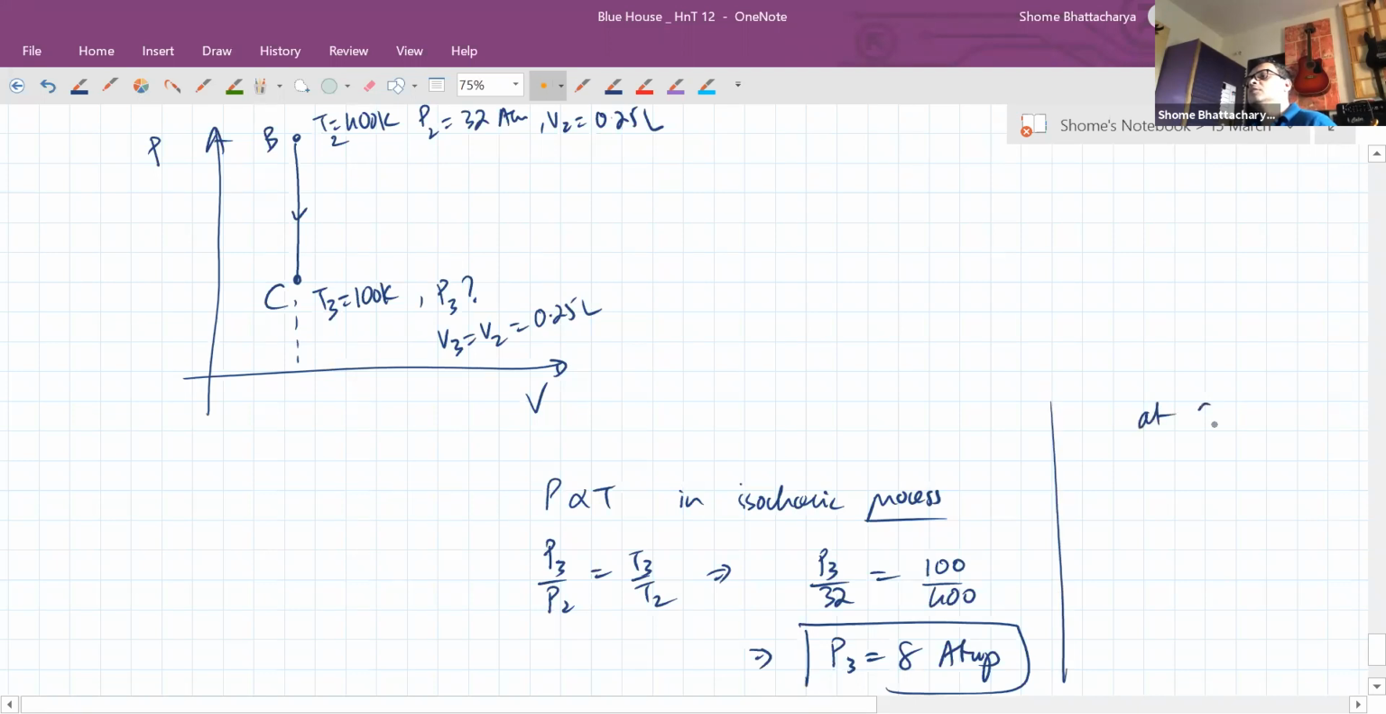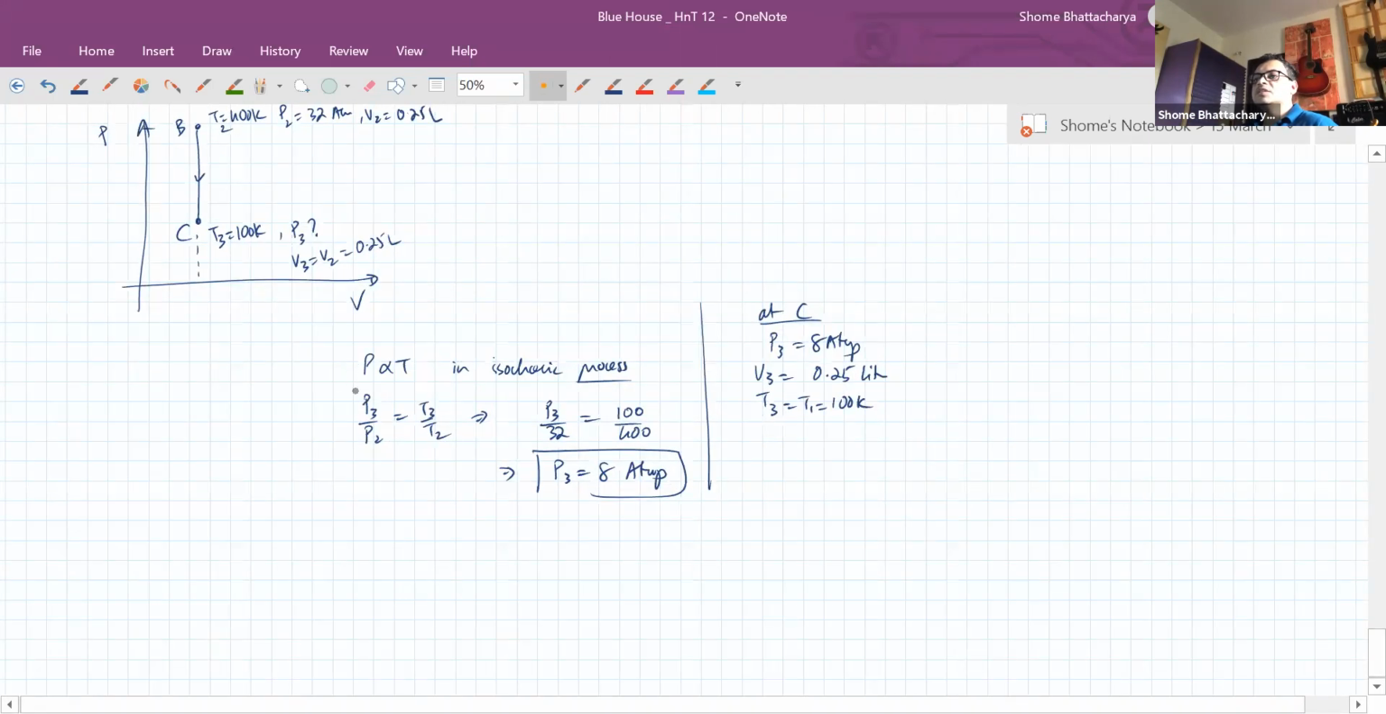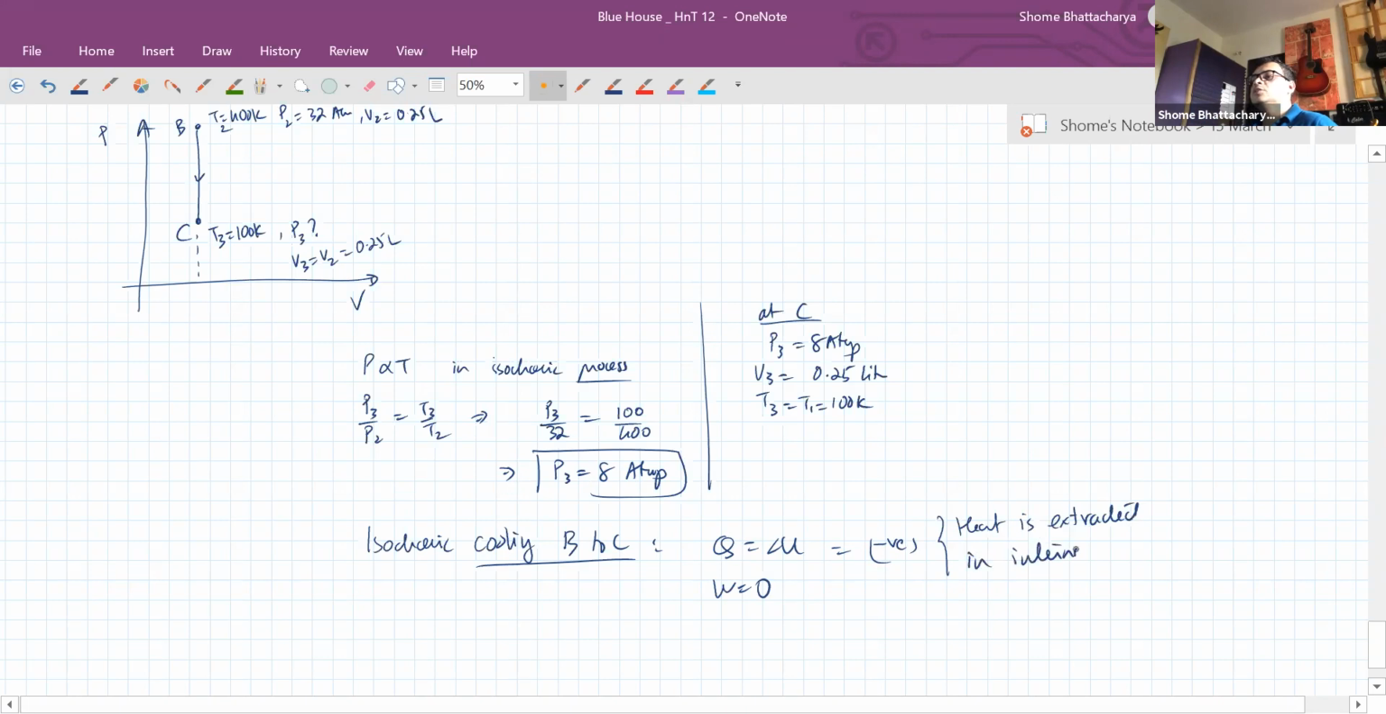So now we know that at the point C, the pressure is 8 atmospheres. The volume is obviously the same, 0.25 liters. And the temperature given to us in the question is back to T1, which is 100 Kelvin. Yes, that's correct, Shikhar, but that's in liter atmosphere. Because it is isochoric cooling B to C, Q will be equal to delta U, which will be a negative quantity. You will extract heat from the gas and W will be 0. So basically heat is extracted and internal energy reduces. Logically, that is what is happening in an isochoric cooling.